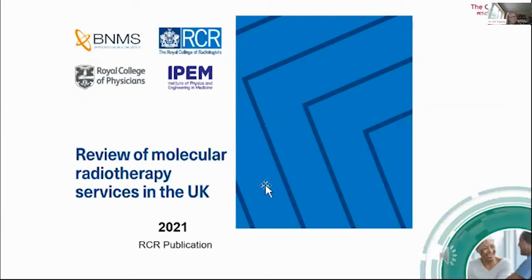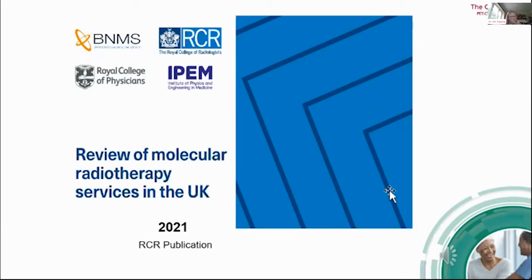I wanted to briefly mention this report of the Royal College of Physicians, the Institute of Physics and Engineering in Medicine, the BNMS, and the Royal College of Radiologists. This looked very closely at the provision of molecular radiotherapy across the UK. It only came out last year, and in particular it looked at the provision of both therapy and dosimetry.